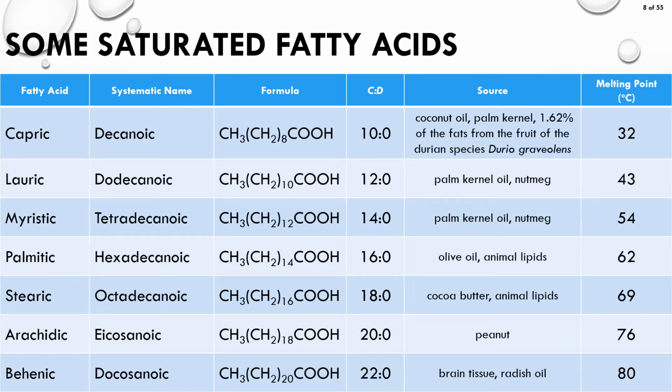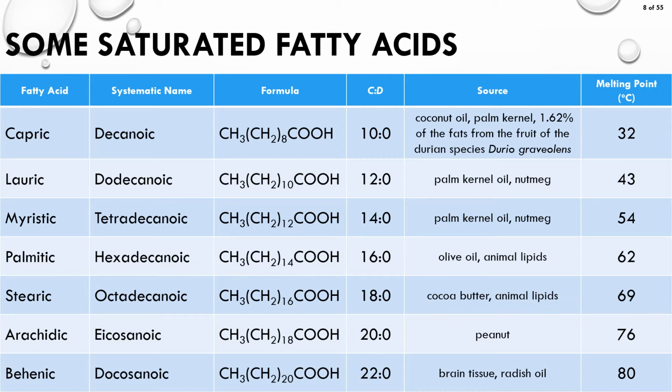Now the systematic name is decanoic because if you look at the formula, this acid has 10 carbons. The prefix for 10 carbons is deca. Since this is a carboxylic acid, the suffix is oic acid. That's why capric acid has the name decanoic acid. In the fourth column, you have 10:0, meaning there are 10 carbons and no double bond.